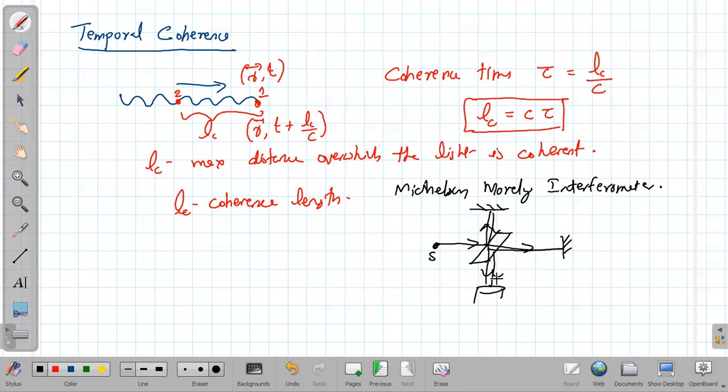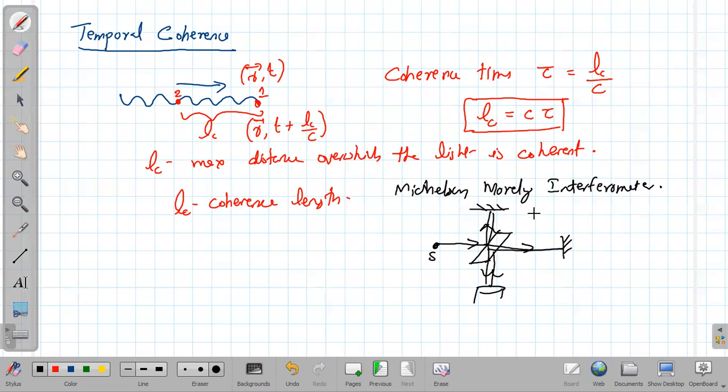Now if the arm separation, the horizontal and vertical arm separation, is very different, if it is larger than the coherence length, then you will not get any fringe pattern.